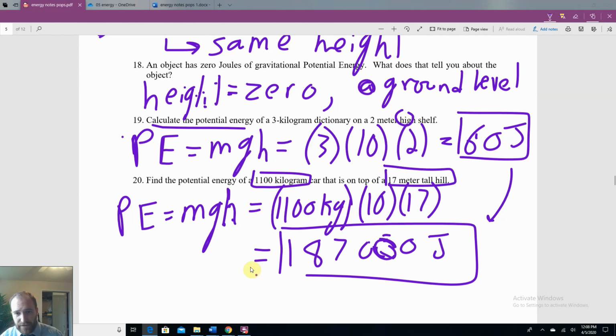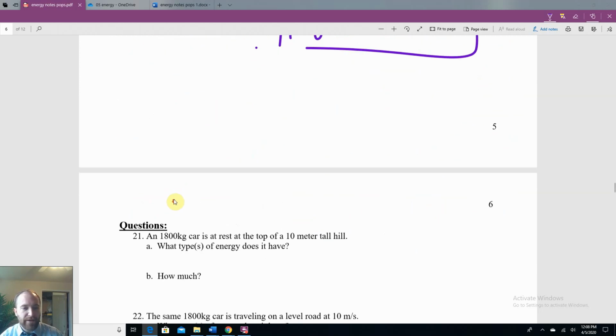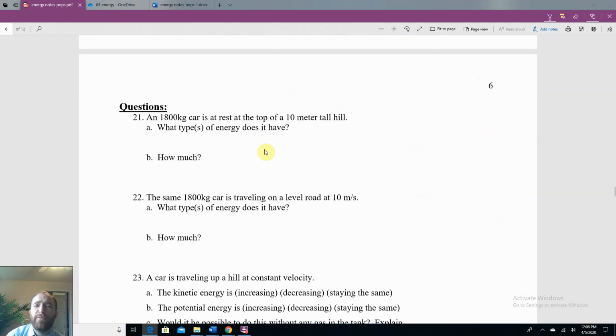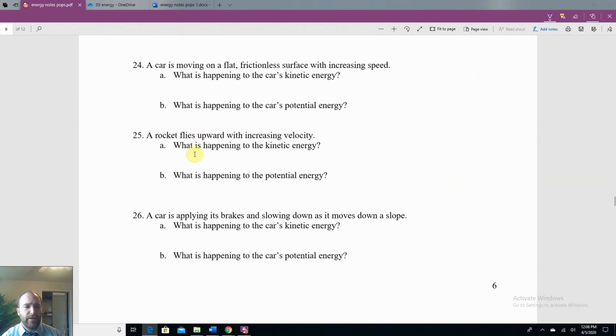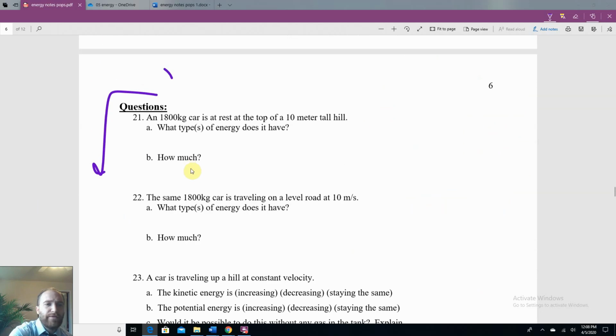Okay, those are the ideas here. So potential energy is energy that is stored using height, and we have this equation for it, m times g times h. What I'd like you to do now is pause the video and try all of the problems on page 6. So that's this page right here, numbers 21 through 26.